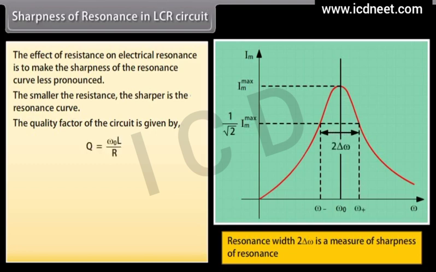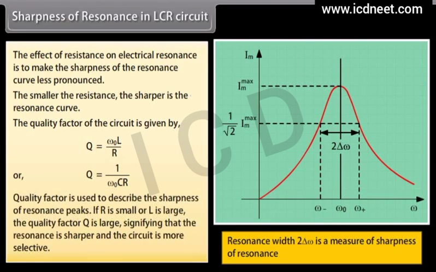omega naught L upon R, or 1 upon omega naught CR. Quality factor is used to describe the sharpness of resonance peaks. If R is small or L is large, the quality factor Q is large, signifying that the resonance is sharper and the circuit is more selective.